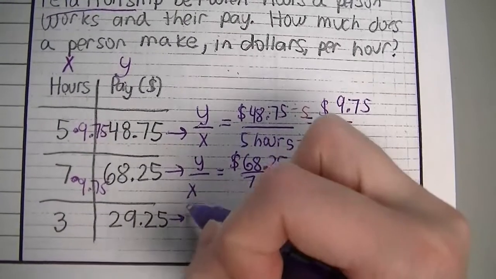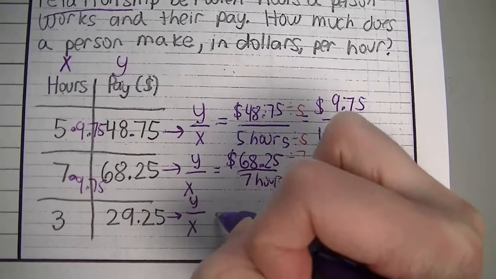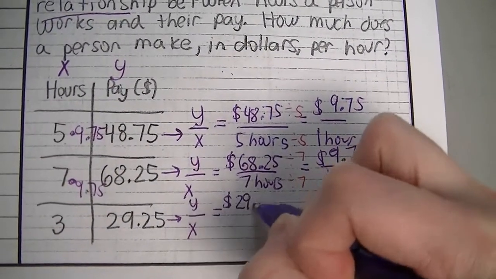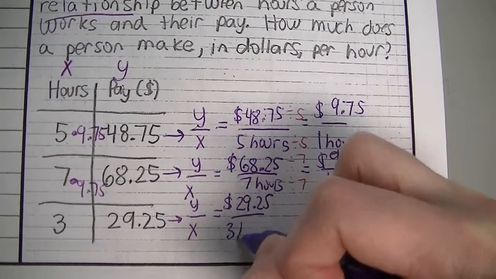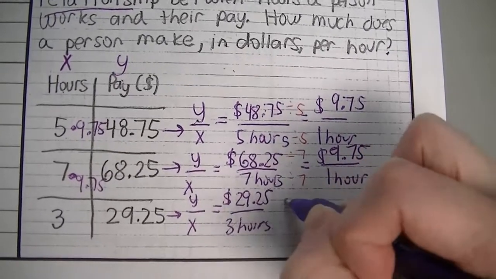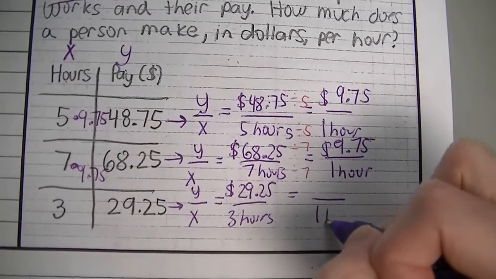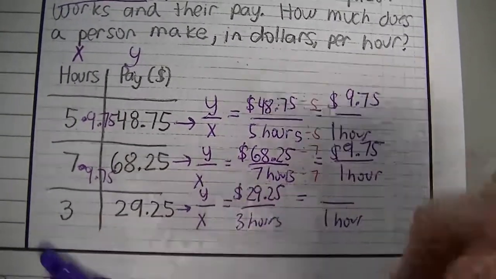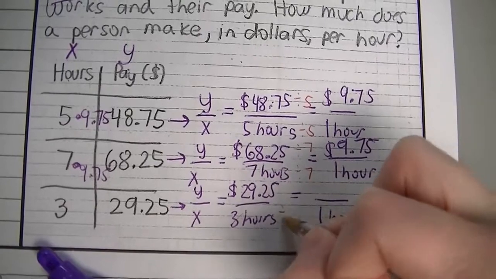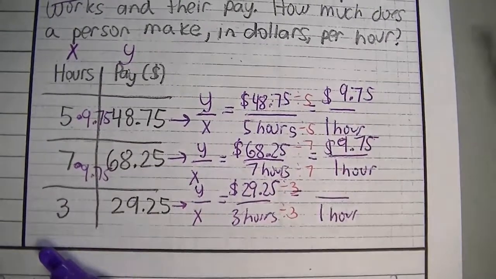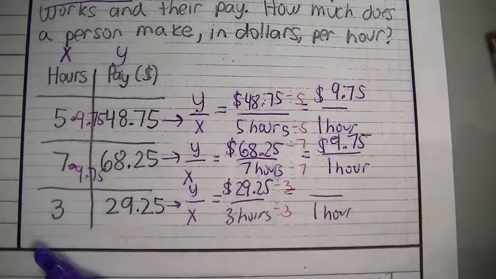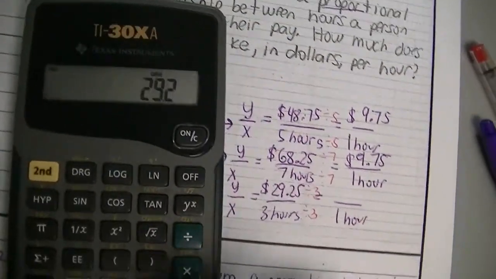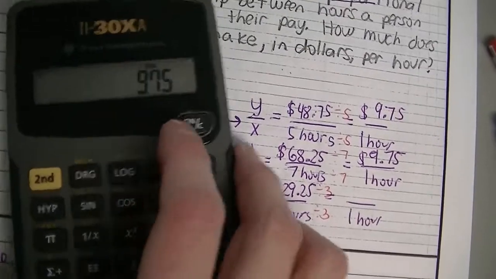Okay, for this third value in the table, you go y divided by x to find the unit rate. And they make $29.25 for working 3 hours. So to find the unit rate, you want 1 in the denominator, because you want to figure out how much they get paid in 1 hour. So to go from 3 to 1, you just divide by 3, and you must do that to the numerator. And then $29.25 divided by 3, $9.75.